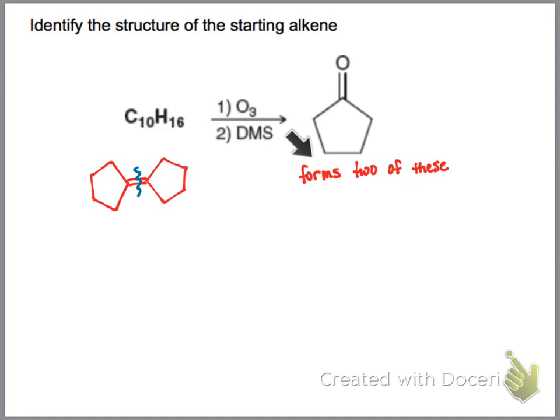Okay, this one I didn't number the carbons because there was only one ketone. If you count the carbons, this starting material has 10, and the product has 5, so it's going to make 2 of these, and the double bond's going to be here. This one's a little bit easier. The last one was pretty tricky. And this is what the starting material looked like.